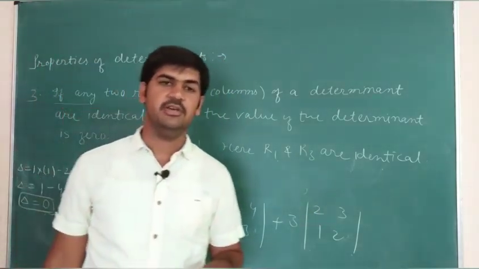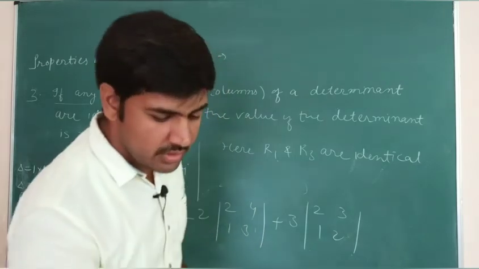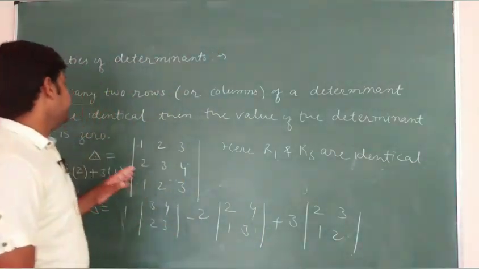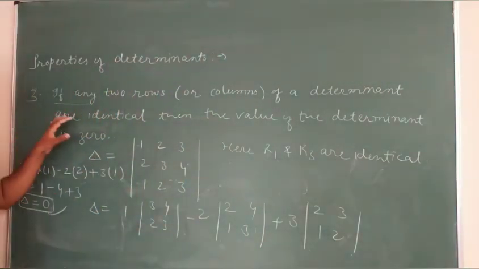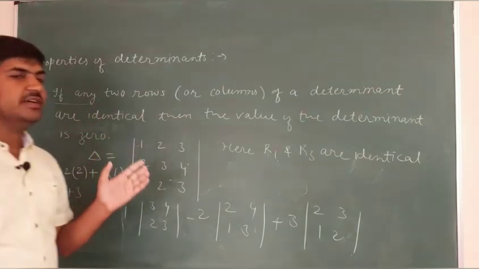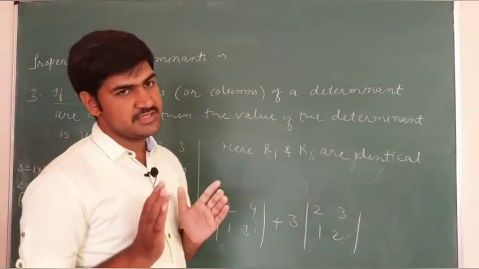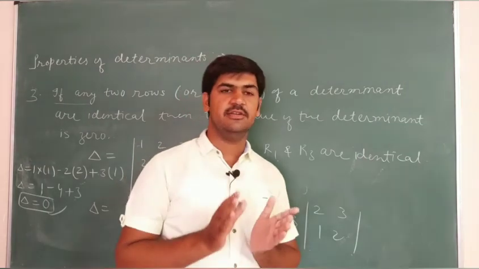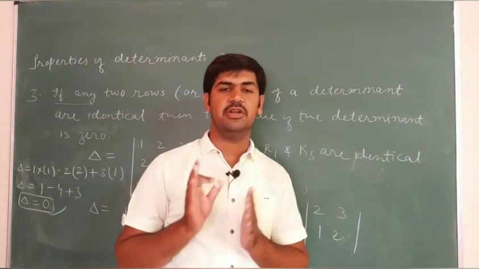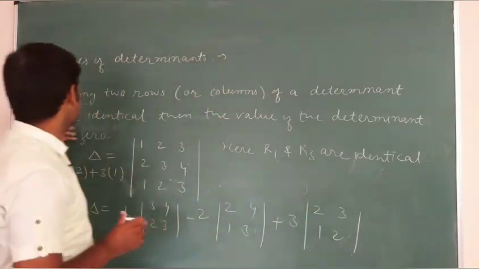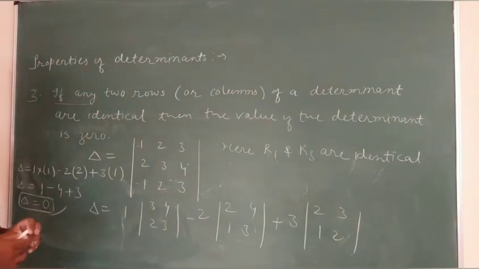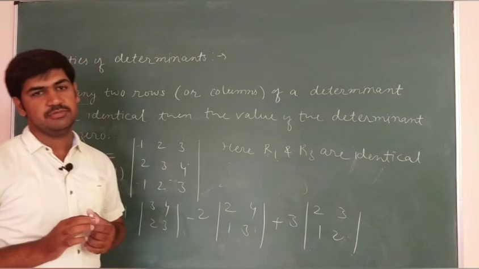The second property was, if any two rows or columns of a determinant are interchanged, then the value of the determinant gets negative, or the sign of the value of the determinant changes. And the third property is, if any two rows or columns of a determinant are identical, then the value of the determinant is 0. I am sure you understood.